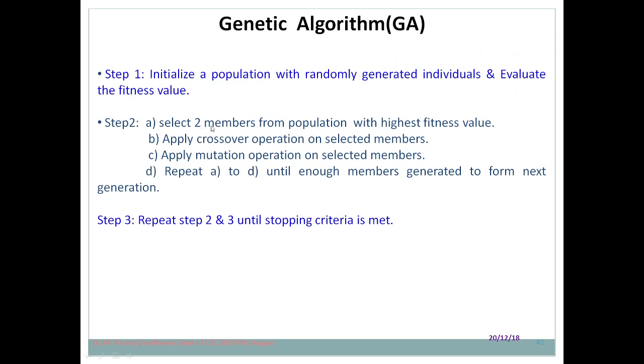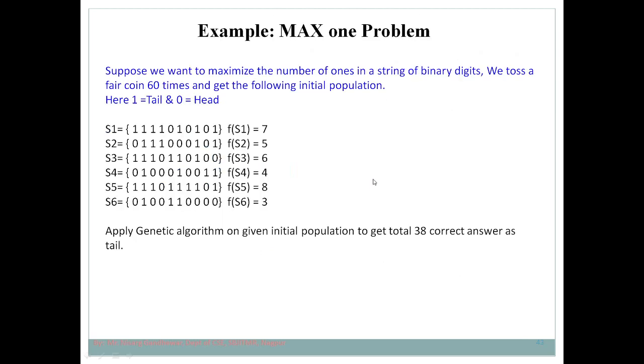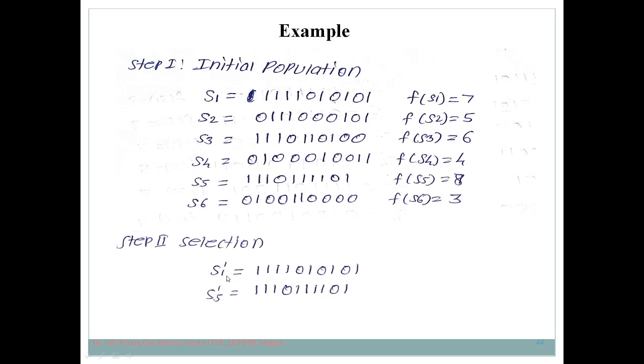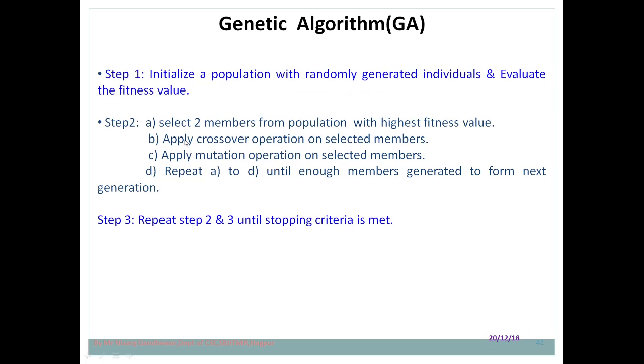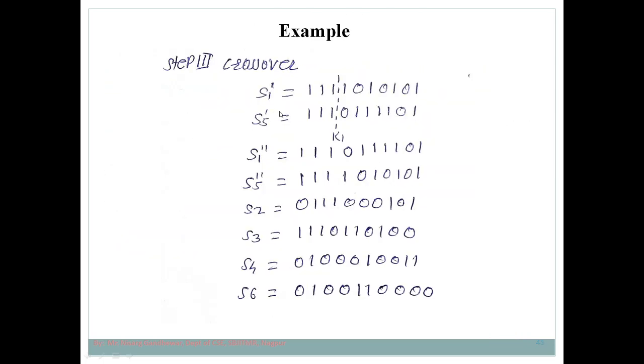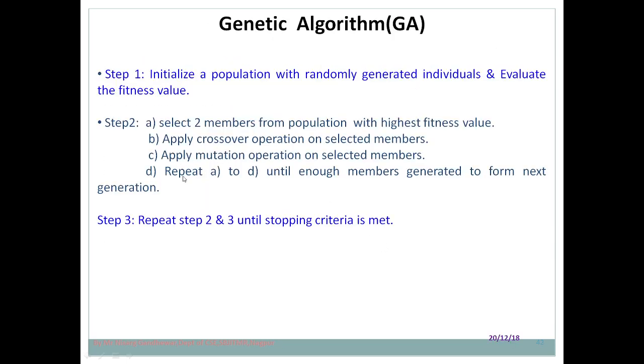Select 2 members, then apply the crossover operation. We have selected S1 and S5 and applied the crossover operation. Then apply the mutation operation. After crossover we have applied a mutation operation over here. Then repeat A to D until enough members are generated to form the next generation. That means this process remains continuous: selection, crossover, mutation, selection, crossover, mutation. This is a repetitive process that you need to continue.